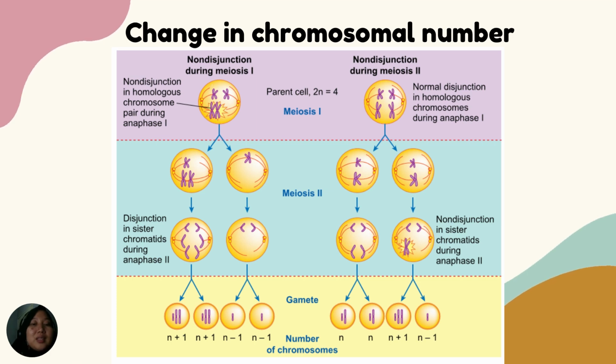All right, but if the non-disjunction occurs at meiosis 2 during anaphase, we're going to get two gametes with a normal number of chromosomes, but one with an extra chromosome and one gamete with fewer chromosomes. So basically the mutation that involves chromosomal number is because of the non-disjunction that occurs during meiosis 1 and also meiosis 2, of course during the anaphase.